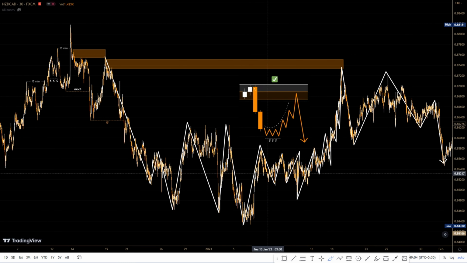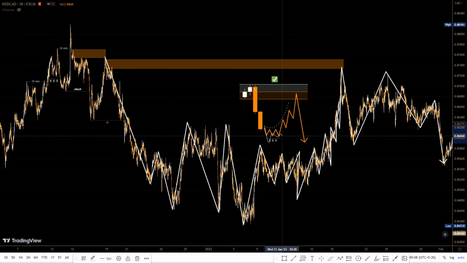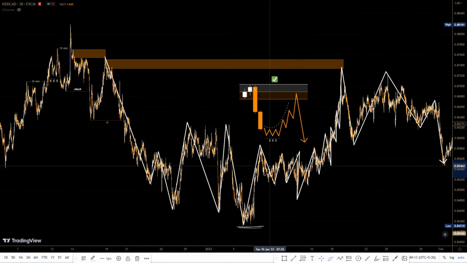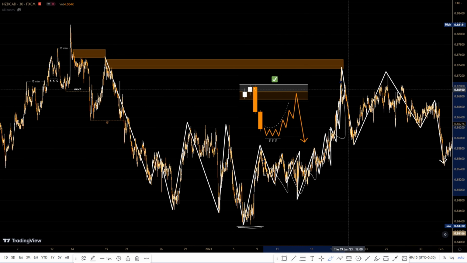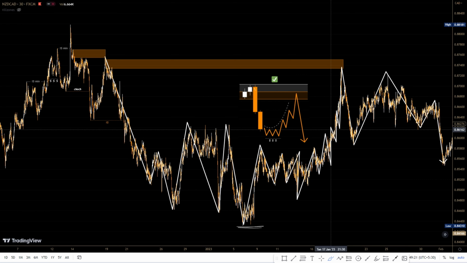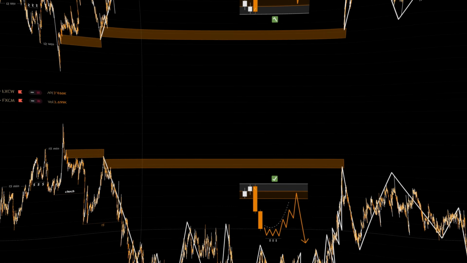There is an injection of sellers. Price is returned back to this zone. Price creates the liquidity, right? After this liquidity, price is returned back to this zone in a rounded form. So it's called a rounded return in the pivot created supply.